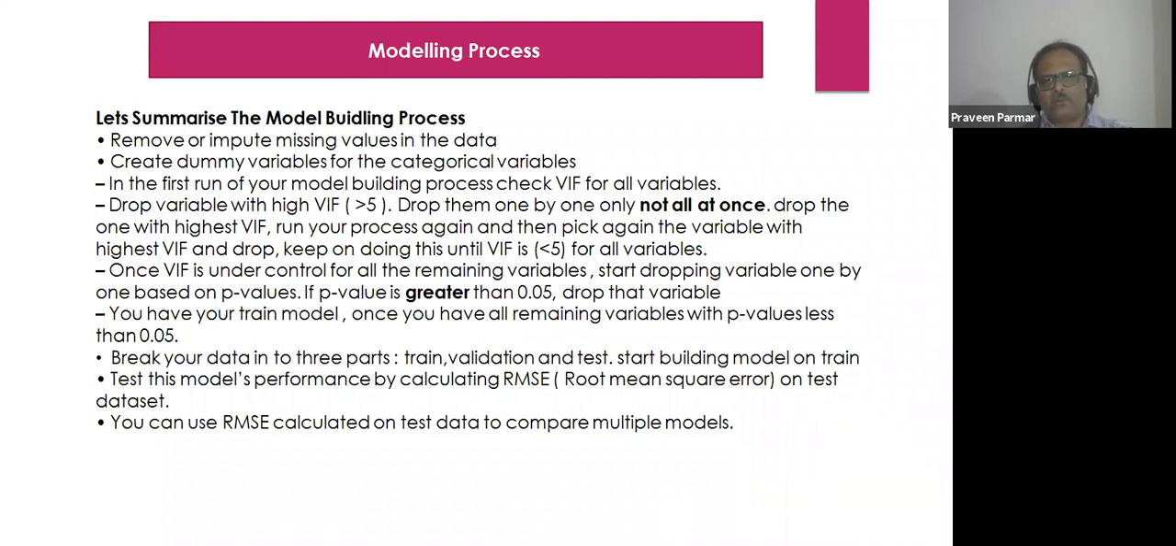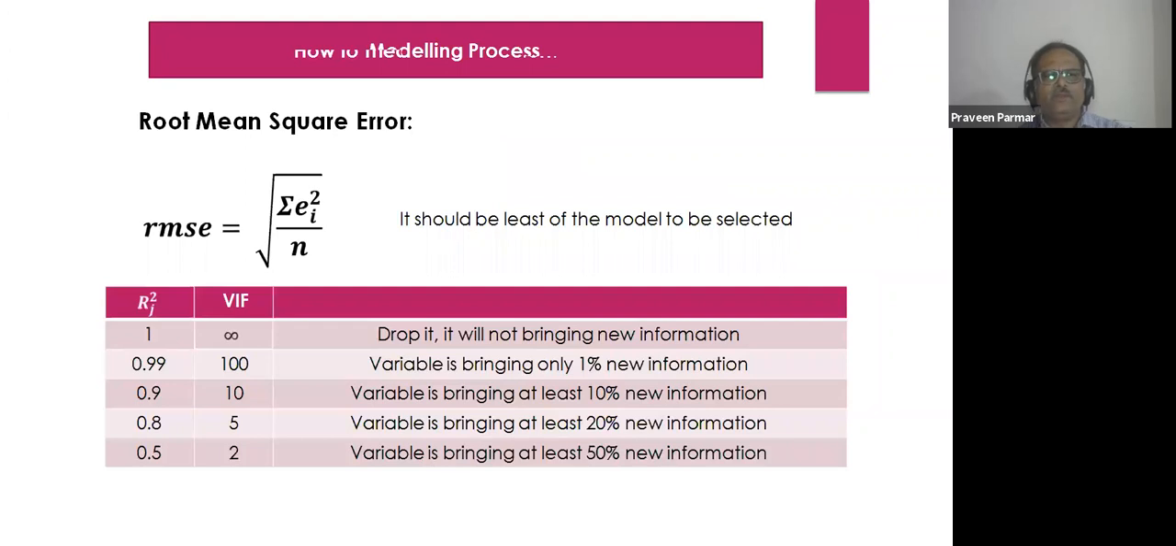Test the model's performance by calculating RMSE on the test data set. You can use RMSE calculated on test data to compare multiple models. I have explained earlier what RMSE is: sigma e_i square over n, and its square root is called the root mean square error. The model with the lowest RMSE should be selected.